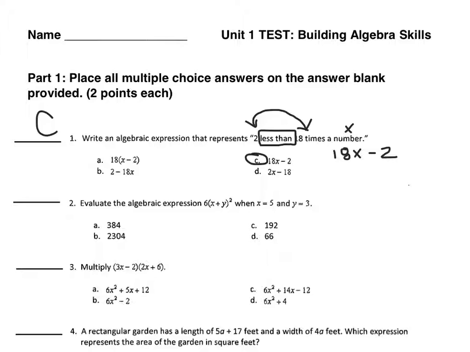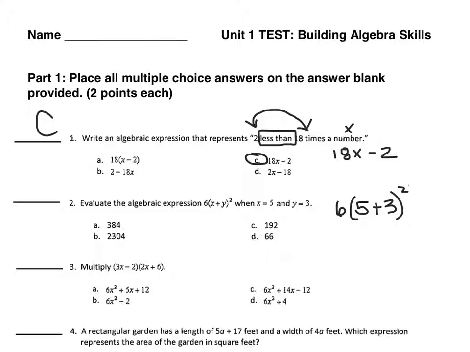In number 2, you're asked to evaluate the expression when x is 5 and y is 3. I recommend when taking a multiple choice test that you ignore the answer choices, because sometimes they steer you in the wrong direction. Let's just pretend those answer choices aren't there and we'll do the work. We're going to replace the x with 5. We're going to replace the y with 3. And then we're going to square it.